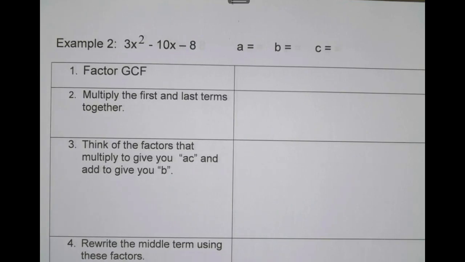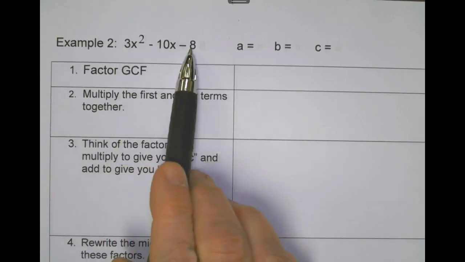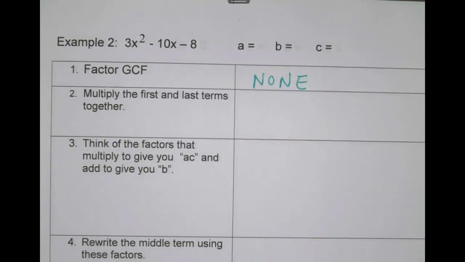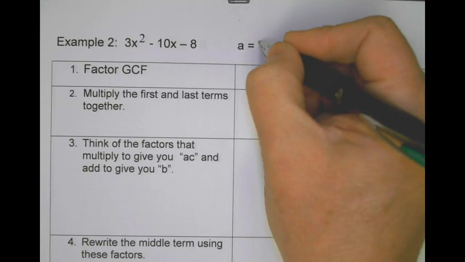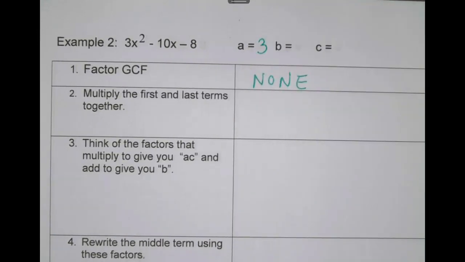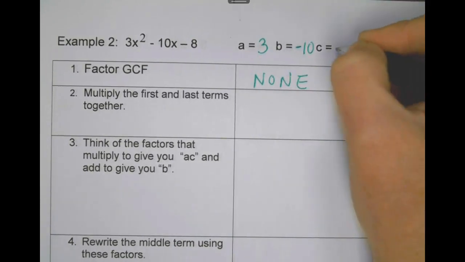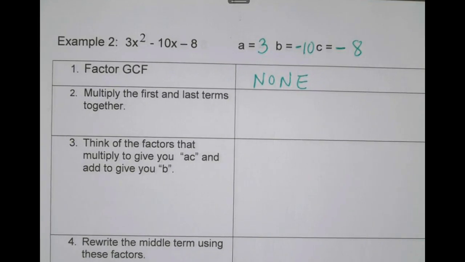Is there a GCF with 3, 10, and negative 8? A is the number in front of the x squared. What number would that be? B is the number in front of the x. What number is that? And C is the number without an x. So, first you figure out your A, B, and C so that you can multiply the A times the C. So, what is A times C?